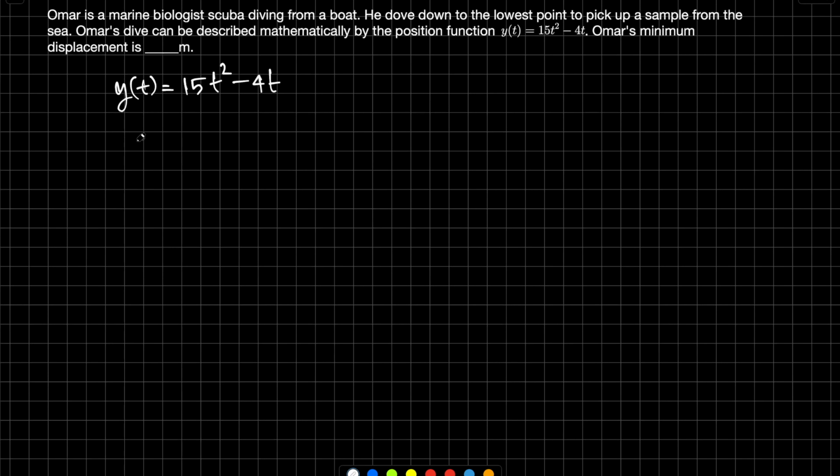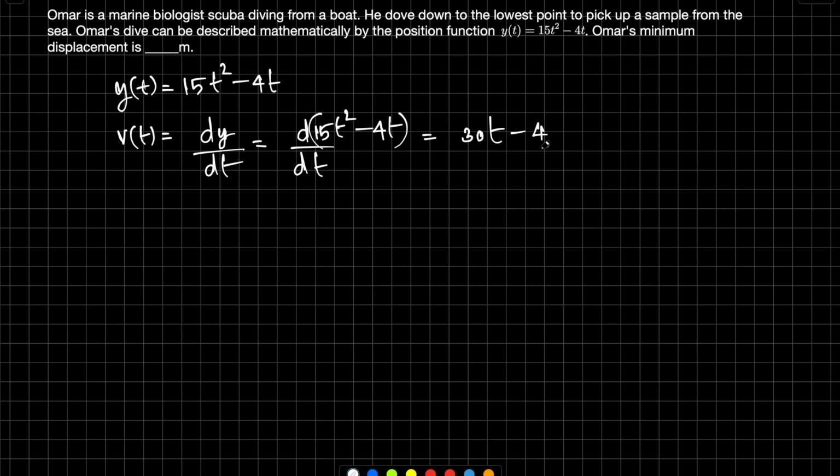First step is to find the velocity function, dy by dt. So d by dt of 15t square minus 4t. Differentiate each term. The first term, 15 times 2, 30t minus 4. So this is my velocity function v of t. At maximum displacement or minimum displacement, velocity is 0. So I'm going to equate this velocity function to 0.